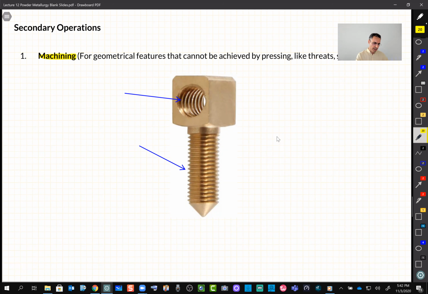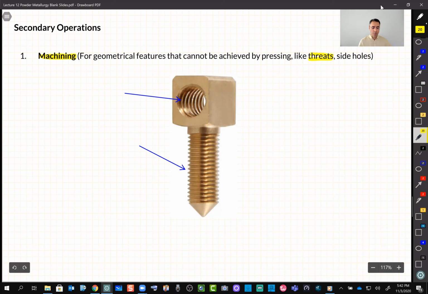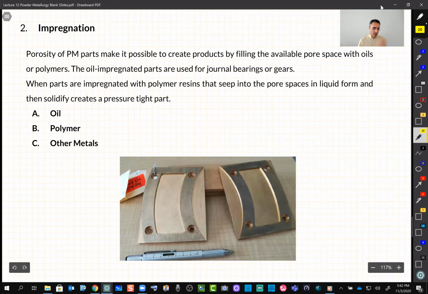But obviously threading is something that needs to be done afterward. The second operation, which is very common, is impregnation. And sometimes people call it infiltration. So infiltration or impregnation, both are the same.